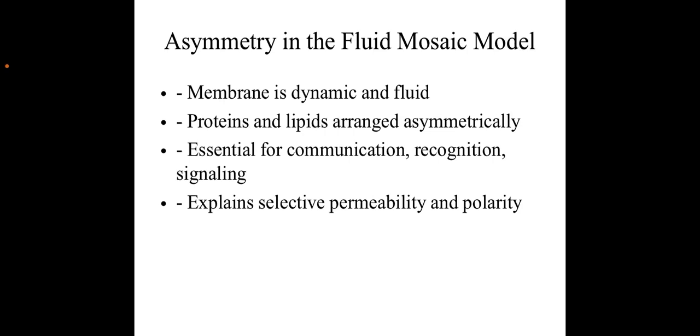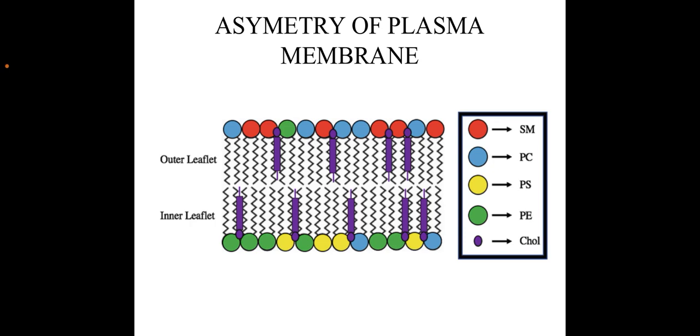Asymmetry in the fluid mosaic model. The membrane is dynamic and fluid. Proteins and lipids are arranged asymmetrically, essential for communication, recognition, signaling, and they explain selective permeability and polarity.